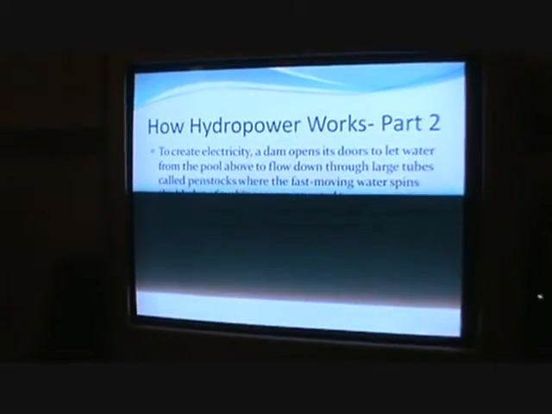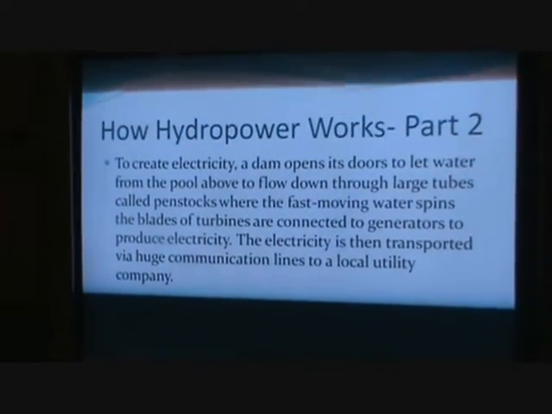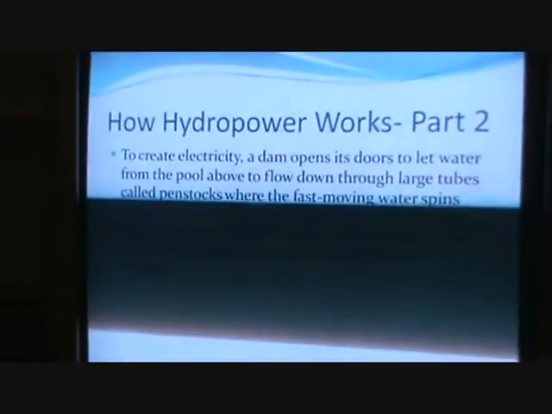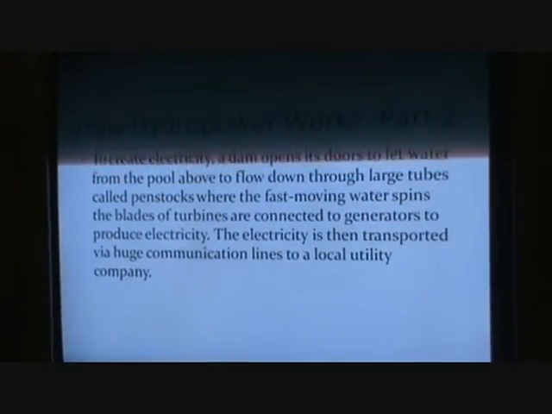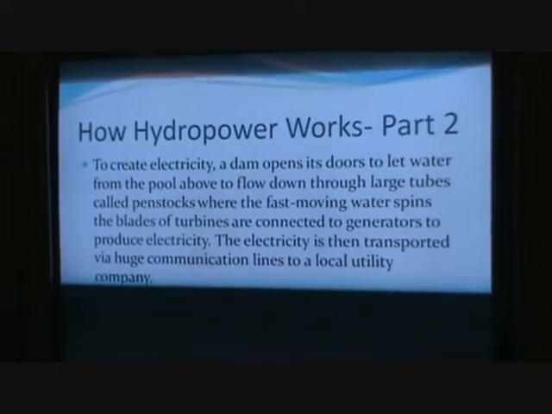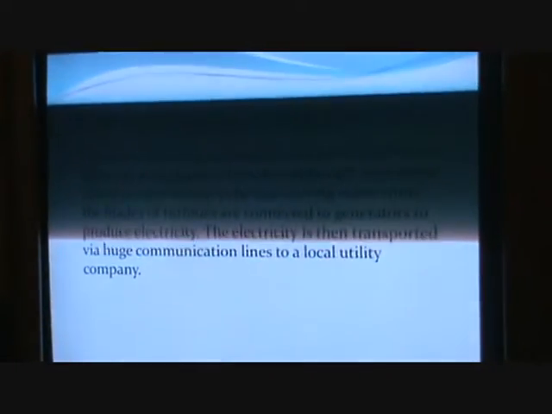Okay, how hydropower works, part 2. To create electricity, a dam opens its doors to let water from the pool above flow down through large tubes called penstocks, where the fast-moving water spins the blades of turbines connected to generators to produce electricity. Electricity is then transported through huge transmission lines to a local utility company.